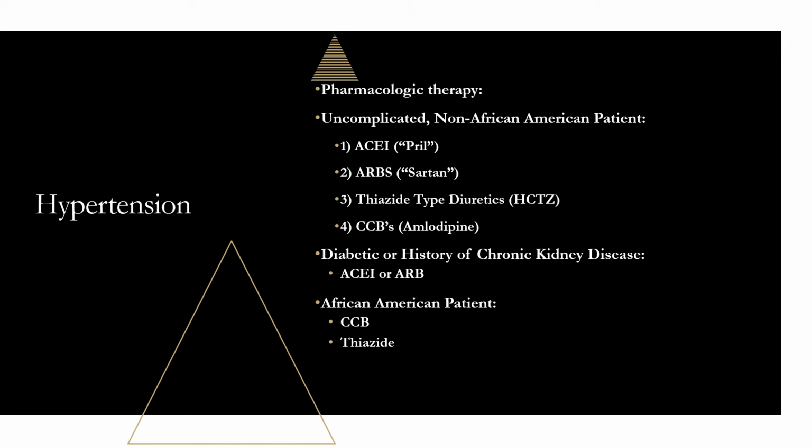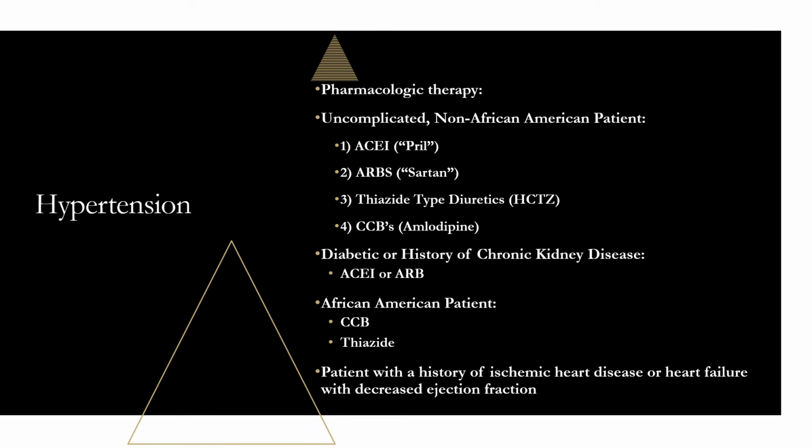And you may have noticed that I didn't mention beta blockers. So beta blockers do have their place, but generally beta blockers are not going to be used as first-line monotherapy unless these patients have a history of ischemic heart disease or heart failure with decreased ejection fraction. So you're only going to use beta blockers if a patient has a history of ischemic heart disease or heart failure with decreased ejection fraction. So remember that. I didn't actually write beta blocker there, but that's what that sentence is supposed to say. So beta blockers only in a patient with a history of ischemic heart disease or heart failure with decreased EF.